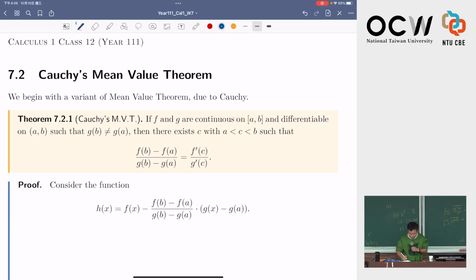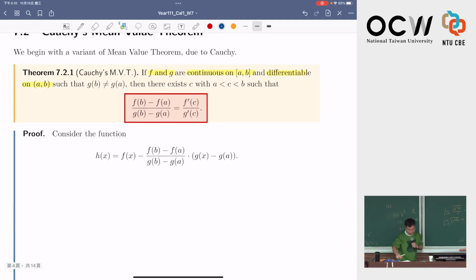The Cauchy MVT is different in the sense that it can deal with two functions, not only one. So you have two functions, f and g. And with the standard condition, you need them to be continuous on the closed and bounded interval and differentiable on the open interval. Then what does Cauchy MVT tell me? It tells me that f of b minus f of a, divided by g of b minus g of a, is f prime c over g prime c. So the difference between this version and the previous version of MVT is that this one involves two functions, not only one.